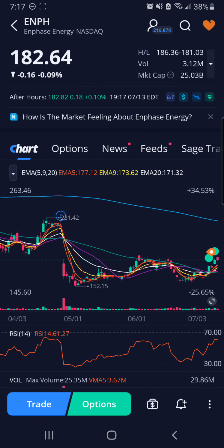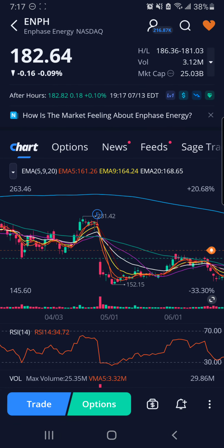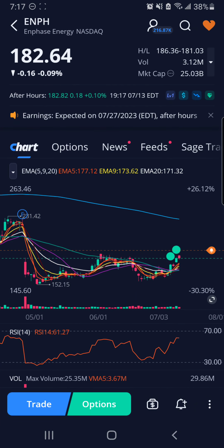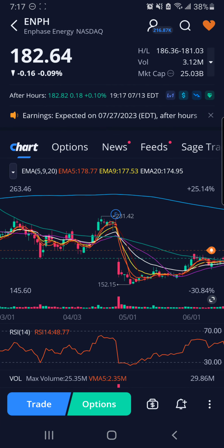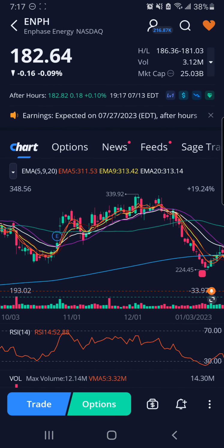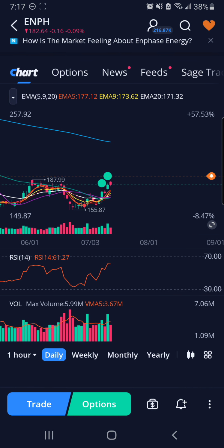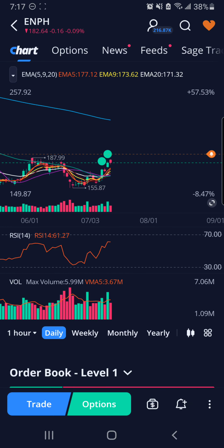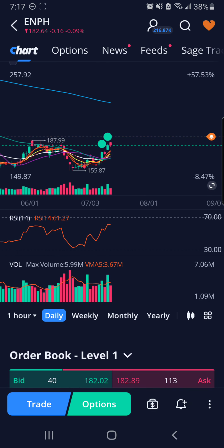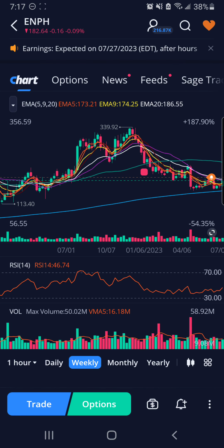Alright, so this is Enphase. I'm gonna try and chart this. I've never charted it, never traded it, but I like to start with the weekly. So you see down the bottom where daily is highlighted. I'll go to the weekly.